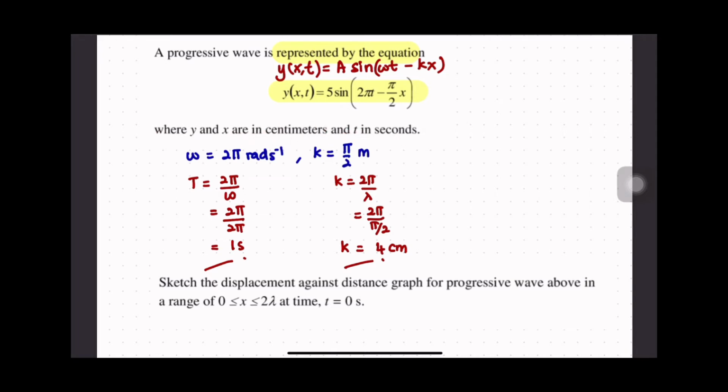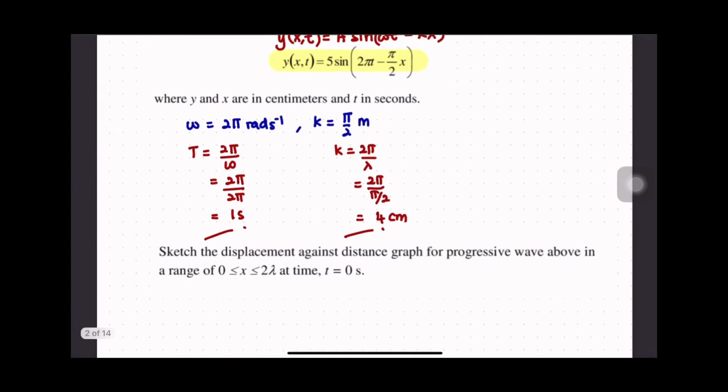So first thing first, you have to determine the value of period based on the omega. So 2π over ω is equal to 1 second. And we need to determine the wavelength. So wavelength is related with wave number. So k is equal to π over 2 m. So k is equal to 2π over λ, and then 2π over λ equals π over 2. So λ will equal 4 centimeter. So unit k is m^-1.